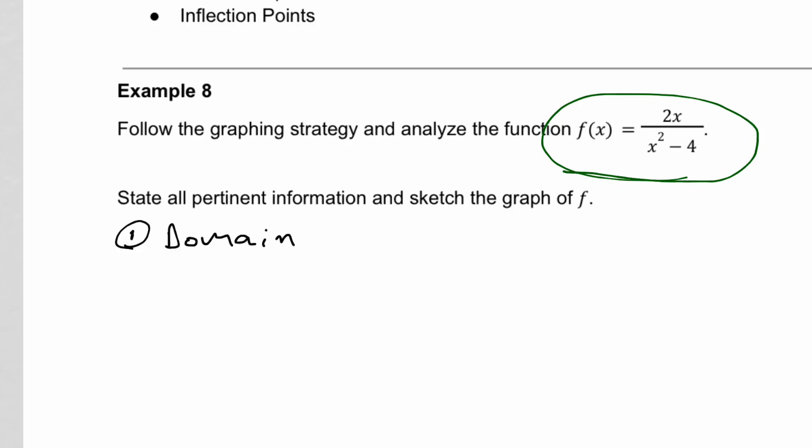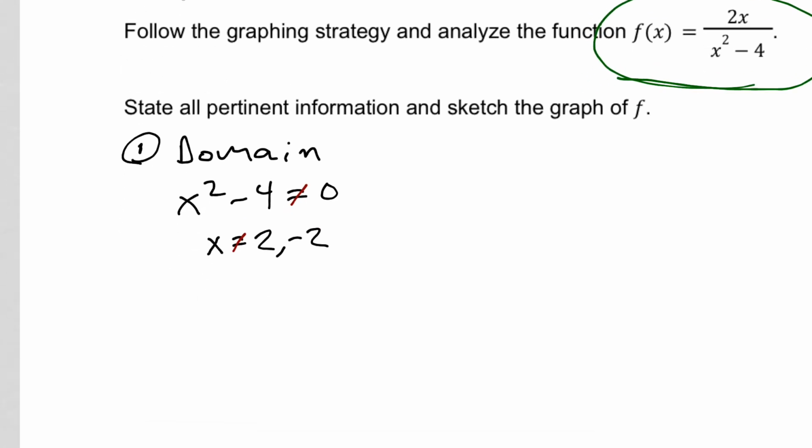Because it's a rational function, the domain will be restricted when the denominator x squared minus 4 equals 0. Solving this equation, we see that x would equal positive 2 or negative 2, and we can't allow that to happen. So we could express the domain in two ways. We could say x can't equal 2 and x can't equal negative 2.